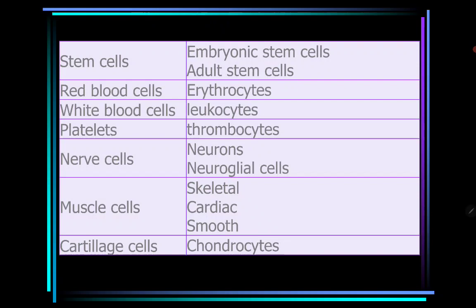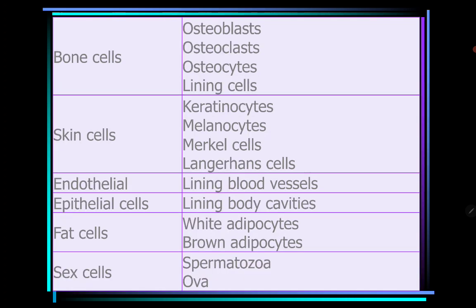We have the RBC or erythrocytes. We have the WBC or the leukocytes, platelets or the thrombocytes, the nerve cells or the neurons, neuronal cells, muscle cells. Types, we have the skeletal, cardiac and smooth, the cartilage cells or the chondrocytes. We have the bone cells, the osteoblasts, osteoclasts, osteocytes, and the lining cells. Skin cells, we have the keratinocytes, the melanocytes, Merkel cells, and Langerhans cells.